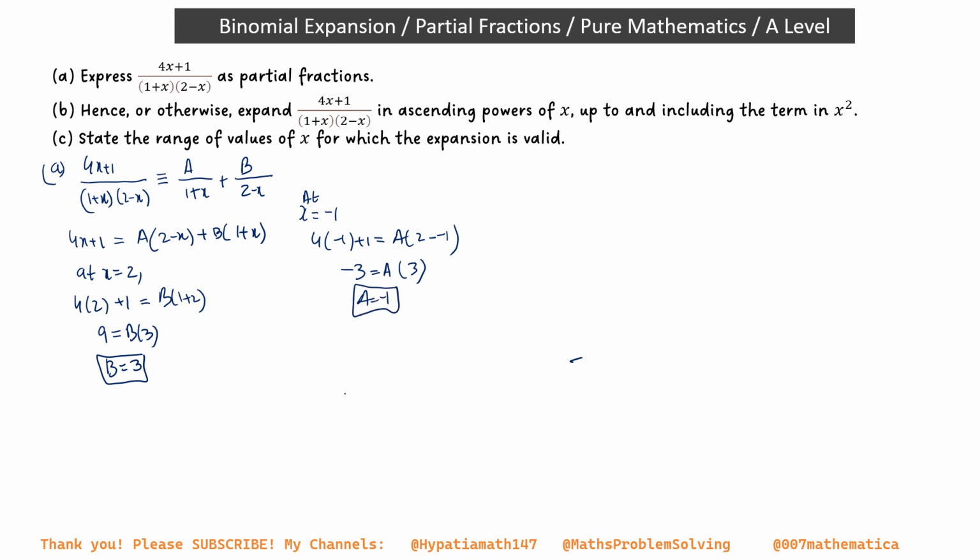So I can write the partial fraction as A is minus 1 out of 1 plus x, and then plus B is 3 out of 2 minus x. So that's the part A done. Now we have to go for the binomial expansion.